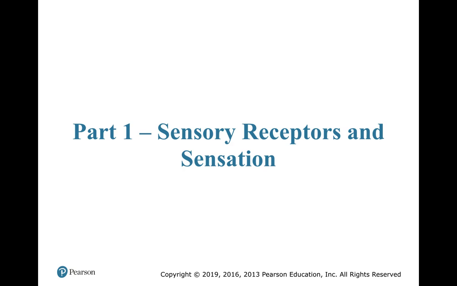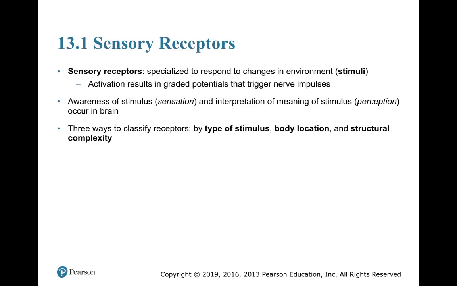So let's start with the sensory receptors and sensation. Sensory receptors are designed to respond to changes in the environment, and those changes we're going to refer to as stimuli. So activation of these sensory receptors results in a graded potential, and if enough of a graded potential is generated, you can trigger a nerve impulse. There is awareness of the stimulus, which would be the sensation part, and then there is interpretation of what that stimulus means, and we call that perception. So they're very related, but they're not quite the same, and all of that happens in the brain.